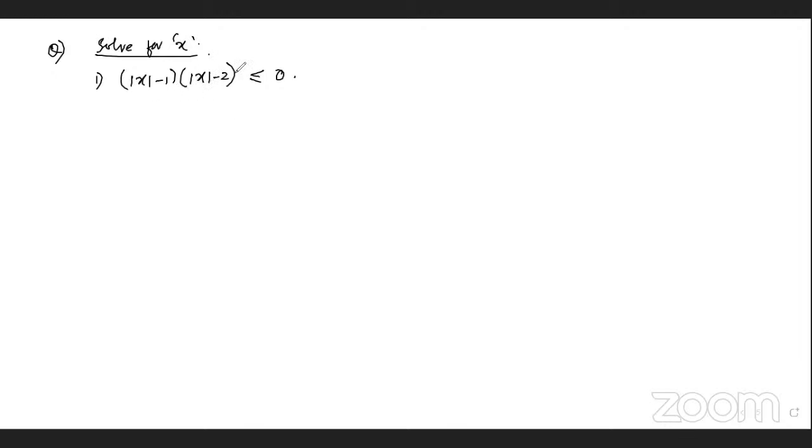Modulus of (x minus 1)(x minus 2) less than or equal to 0. Suppose (x minus 1) into (x minus 2) is less than or equal to 0. If we draw the number line like this and plot these two zeros on it, one is 1 and the second is 2, so this is 1 and this is 2.